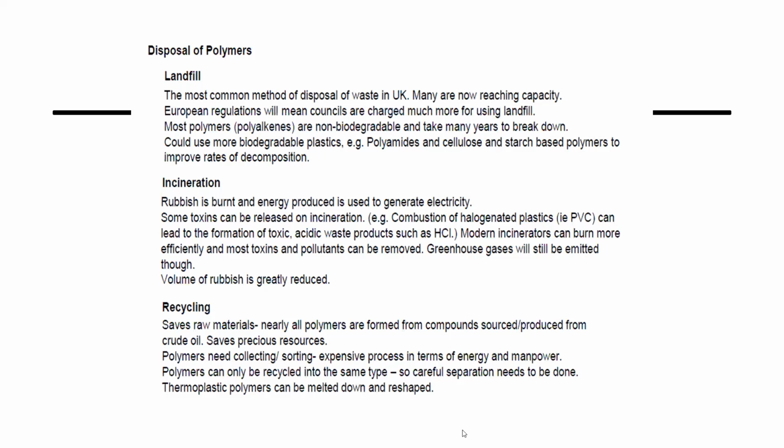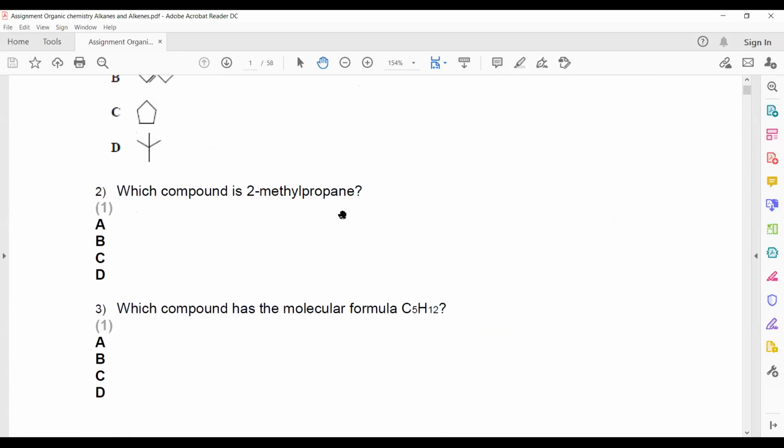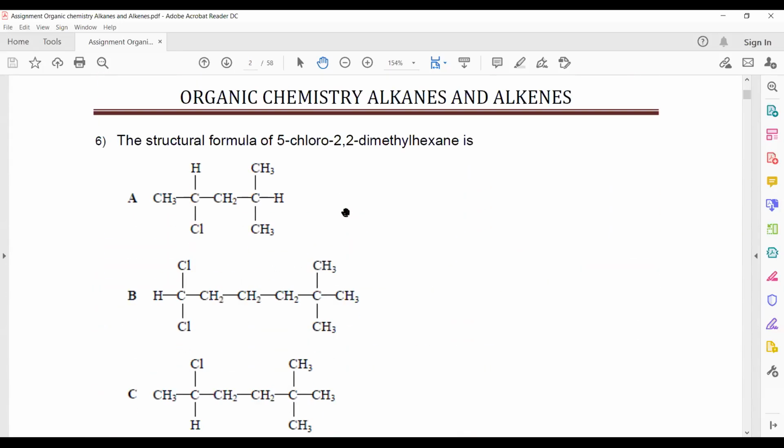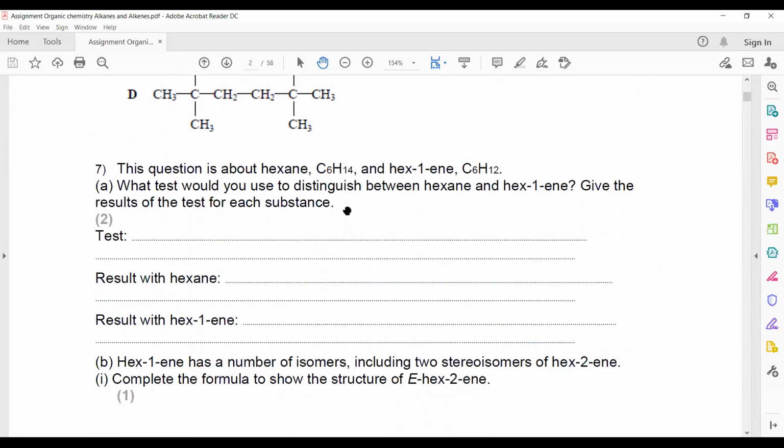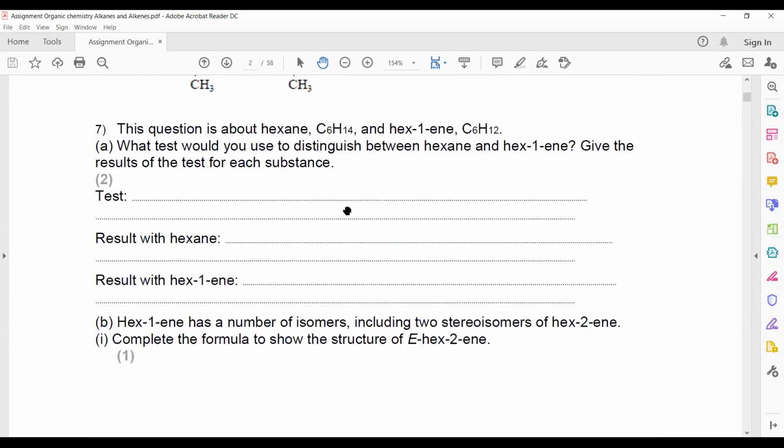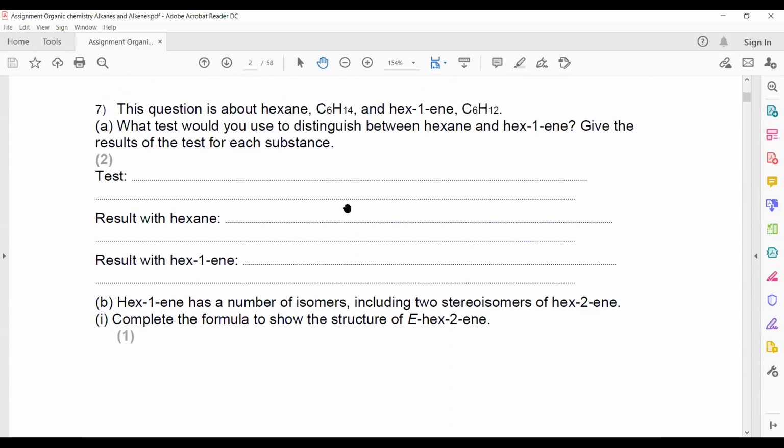Some questions now related to alkenes. This question is about hexane, C6H14, and hex-1-ene, C6H12. What tests would you use to distinguish between hexane and hexene?